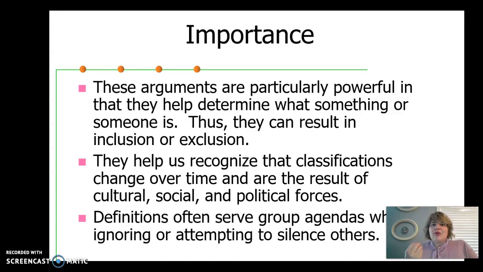So definition argument will help you see how politicians and journalists and lawyers, Supreme Court justices, create these definitions around terms to include or exclude groups. So for example, marriage and who can get married is a question of definition argument.